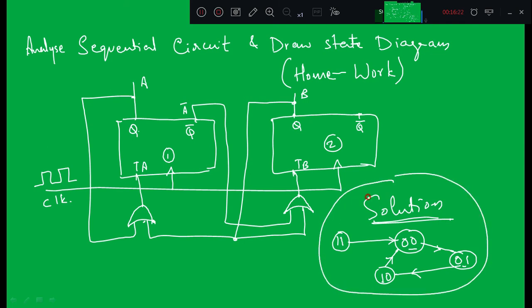So just verify it. Follow those 5 steps and verify the solution. Write down the Boolean expressions. With those Boolean expressions, you fill out the excitation table. Then from that excitation table, you draw the state diagram. Thank you.